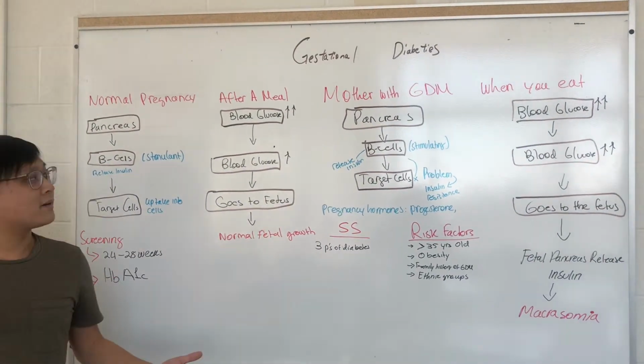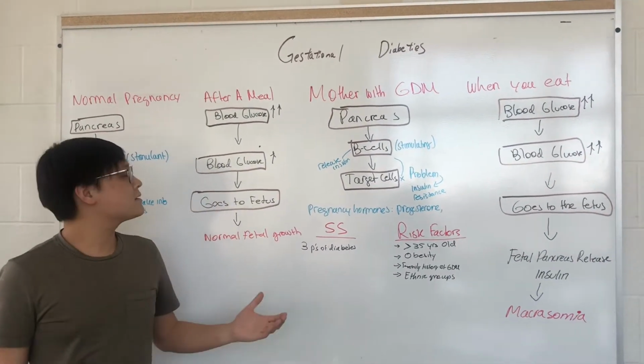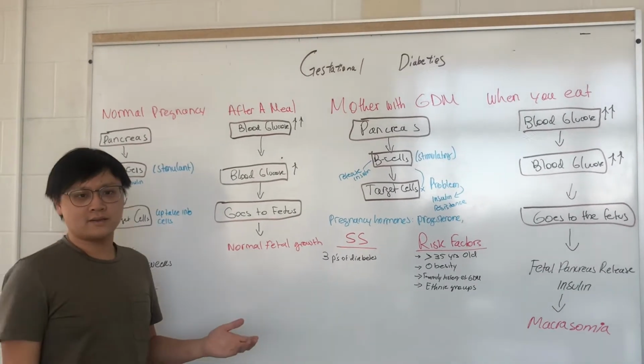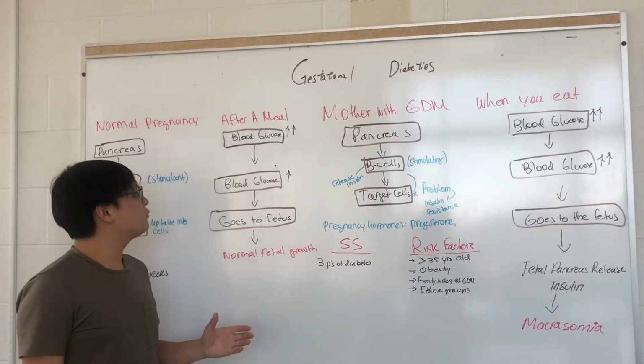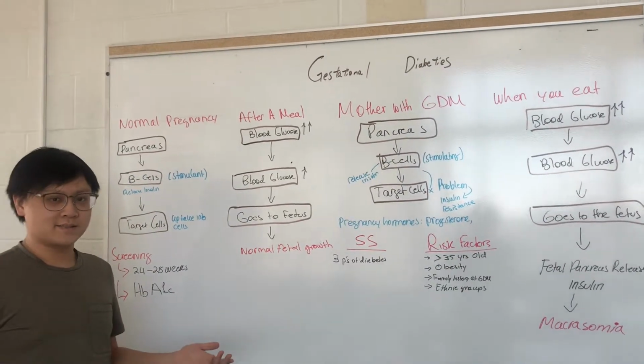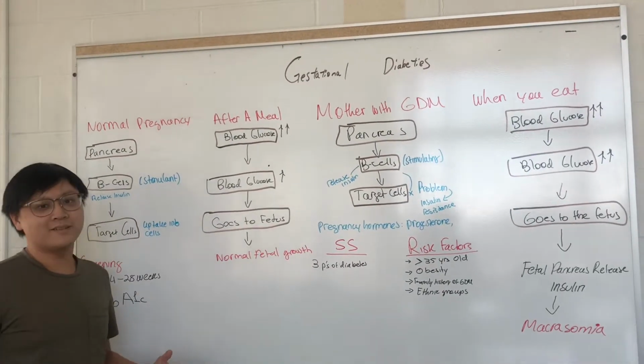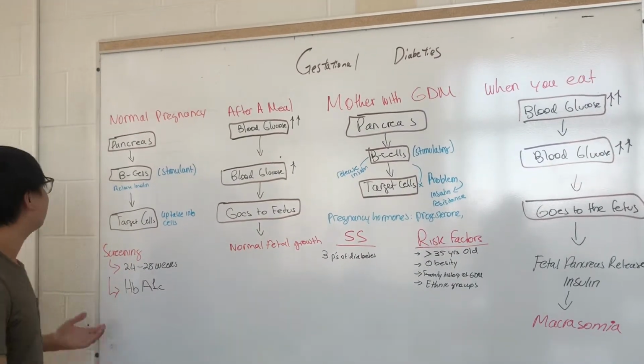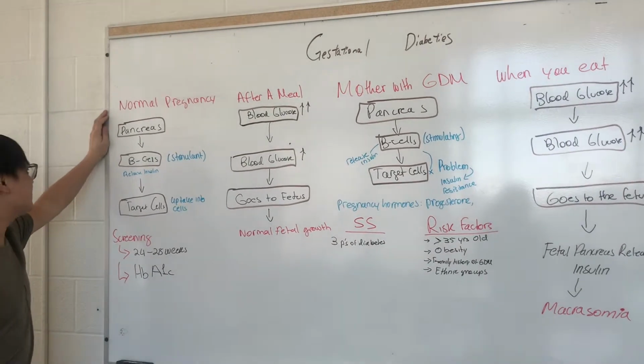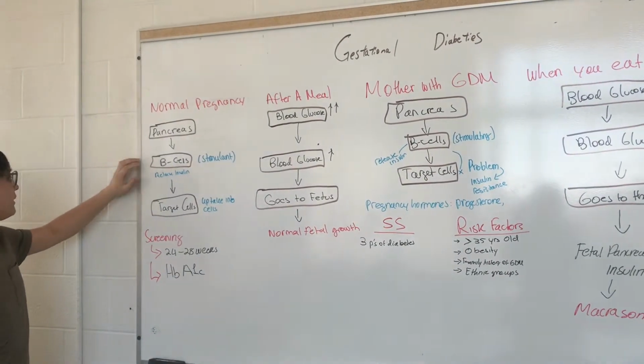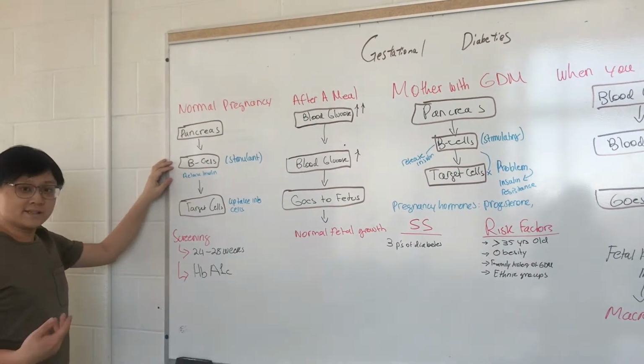Alright, so today we're going to be talking about gestational diabetes. Gestational diabetes is a little bit like diabetes type 2, in which your body develops insulin resistance. But the difference this time is, well, the mother's pregnant. So, in a normal pregnancy, you have your pancreas, and in the B cells, we release insulin.